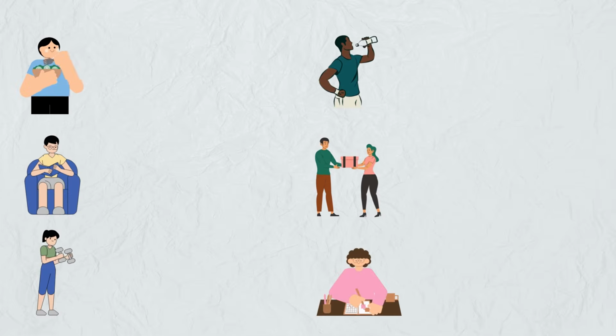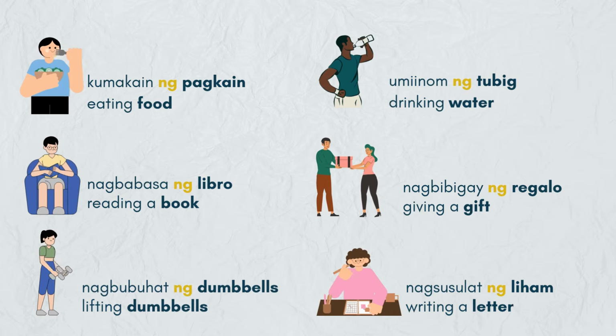If you're expressing what you want, give, eat, drink, etc., that's where nang usually comes in. So to recap, nang is a powerful little word that helps you describe objects and actions more clearly. It usually marks the object in a sentence or the doer in passive sentences.